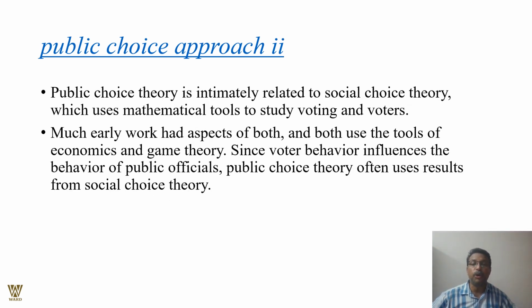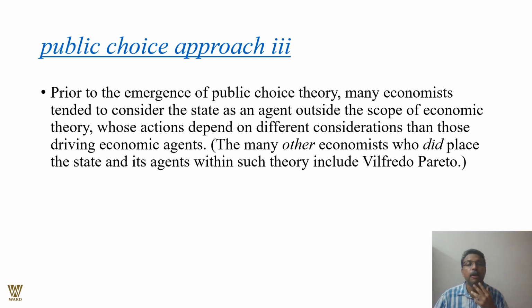Public choice theory is related to social choice theory, which uses mathematical tools to study voting and voters. Much early work has aspects of both, and both use the tools of economics and game theory. Since voter behavior influences the behavior of public officials, public choice theory often uses results from social choice theory. We are talking about the prior emergence of public choice theory. Many economists tend to consider the state as an agent outside the scope of economic theory, whose actions depend on different considerations than those driving economic changes.